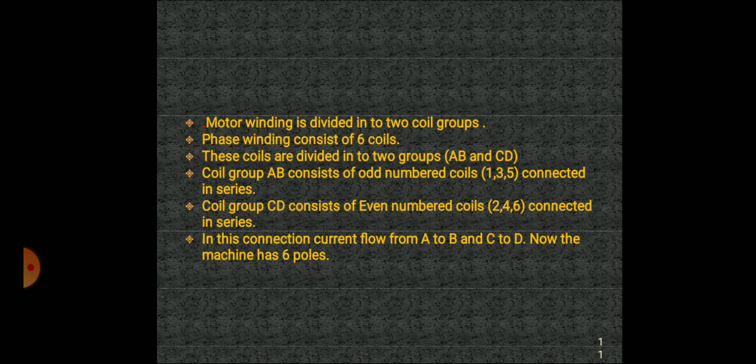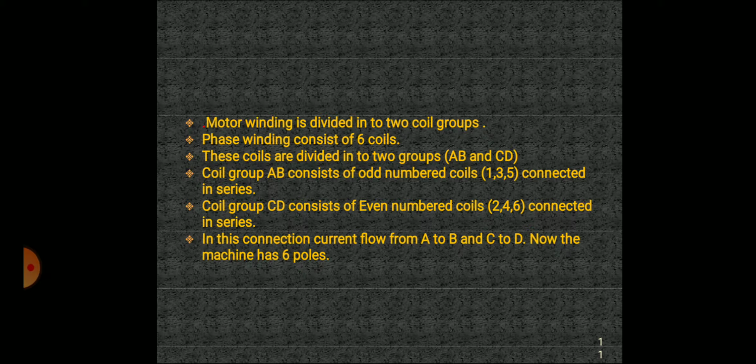For simplicity, the motor winding is divided into two coil groups. This allows the change in pole number by a factor of 2. Phase winding consisting of 6 coils, 1 to 6. These coils are divided into two groups, AB and CD. Coil group AB consists of odd numbered coils, that is 1, 3, 5, connected in series. Coil group CD consists of even numbered coils 2, 4, 6 connected in series.